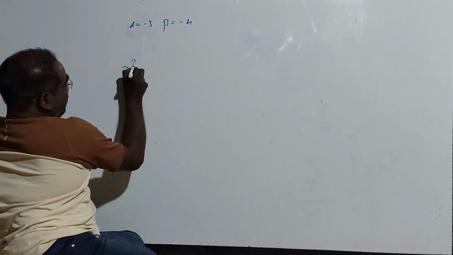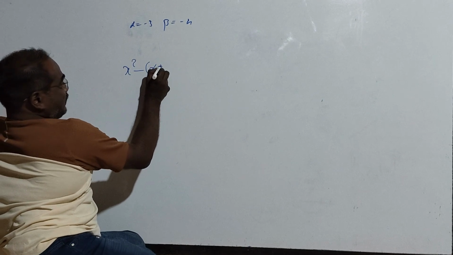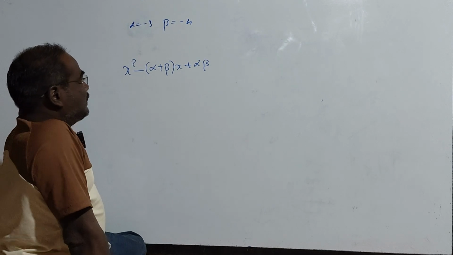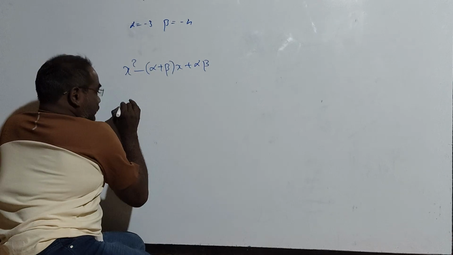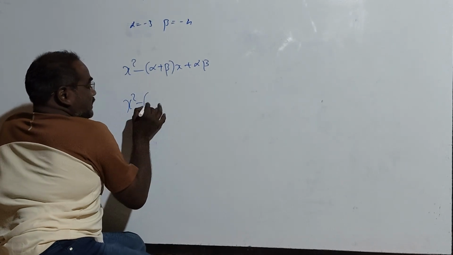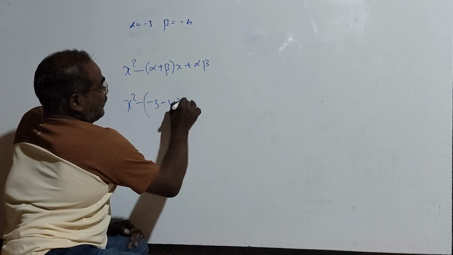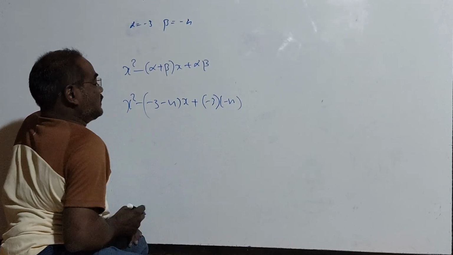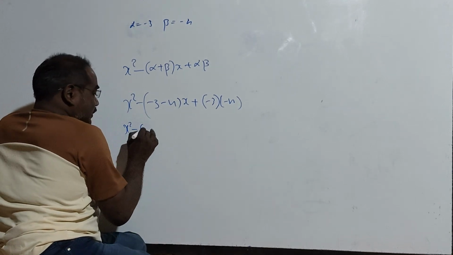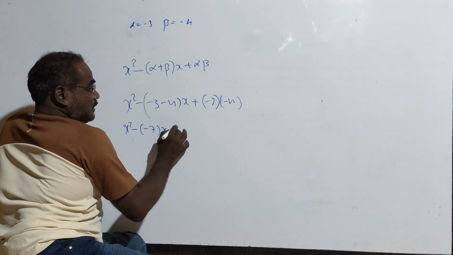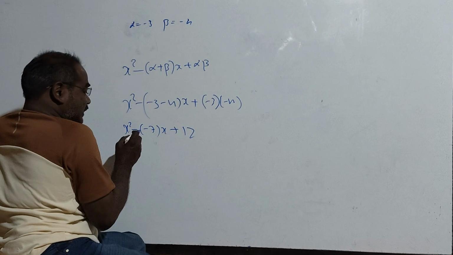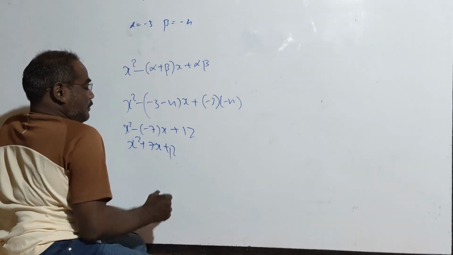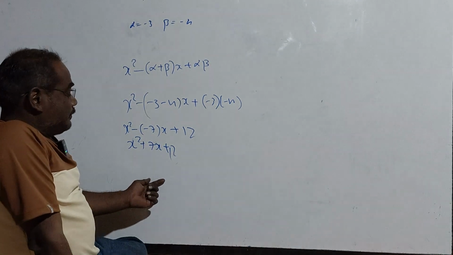What is the formula? x square minus alpha plus beta into x plus alpha beta. You just need to substitute. That's it. So that is x square minus, minus 3 minus 4 into x plus, minus 3 into minus 4. x square minus, minus 7 into x plus 12. Minus into minus is plus, so x square plus 7x plus 12. This is our quadratic polynomial.